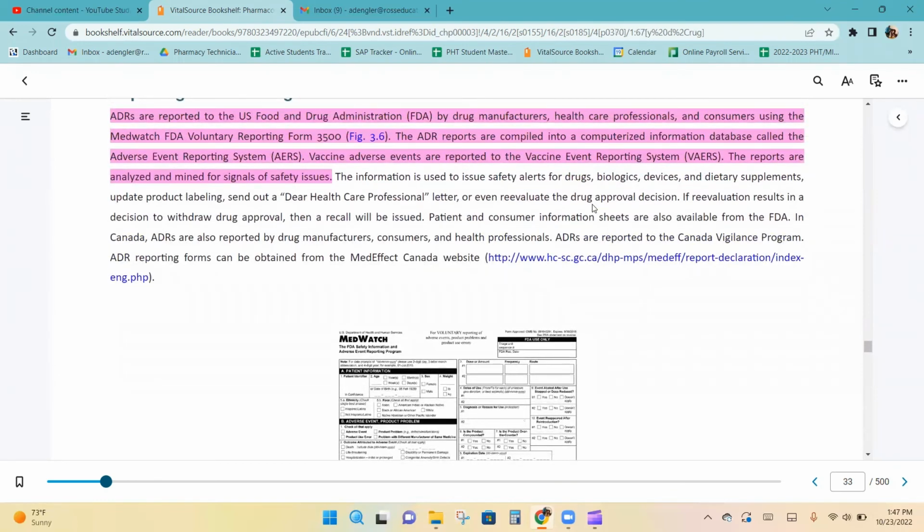ADRs are reported to the U.S. Food and Drug Administration by drug manufacturers, healthcare professionals, and consumers using the MedWatch FDA Voluntary Reporting Form 3500. The ADR reports are compiled into a computerized information database called the Adverse Event Reporting System. Vaccine adverse events are reported to the Vaccine Adverse Event Reporting System. The reports are analyzed and mined for signals of safety issues.